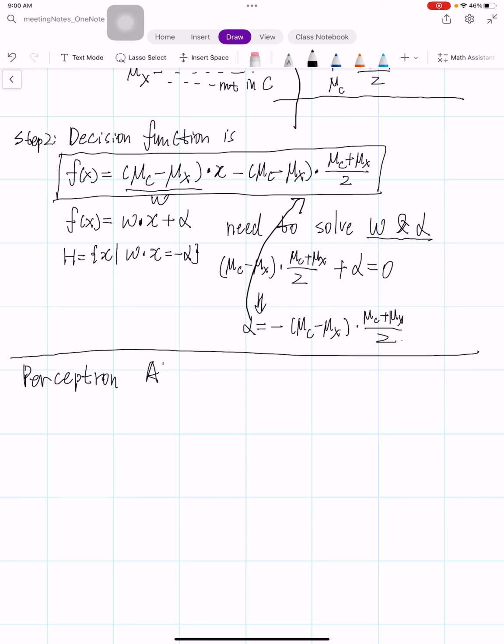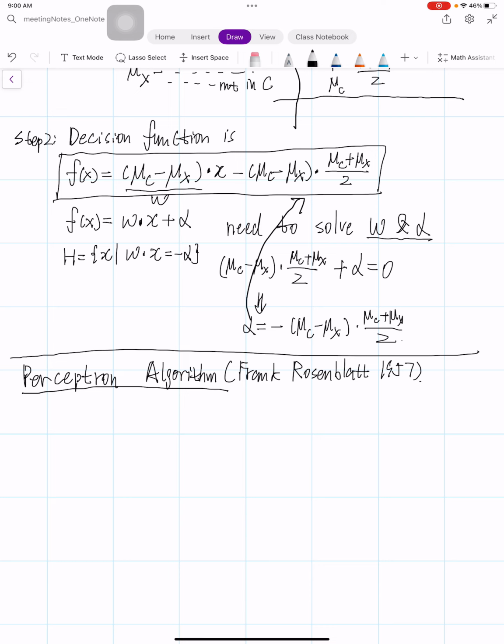The perceptron algorithm was proposed by Frank Rosenblatt in 1957. Next we're going to introduce what this algorithm is, and in your first homework, you will have the opportunity to implement this algorithm in Python.